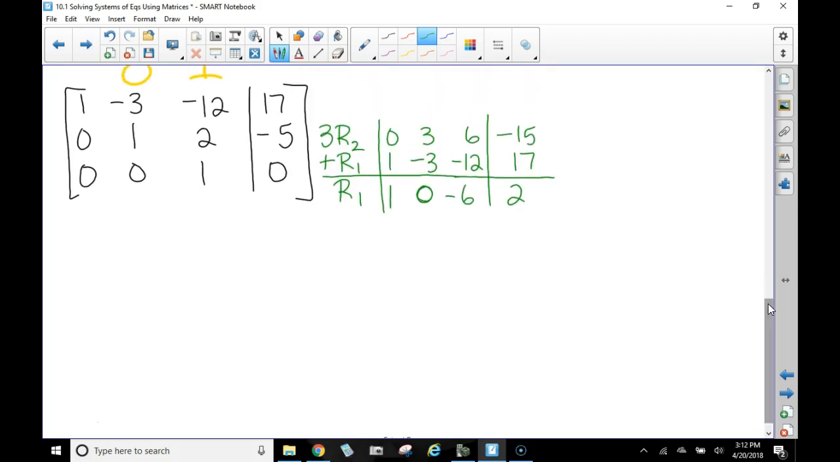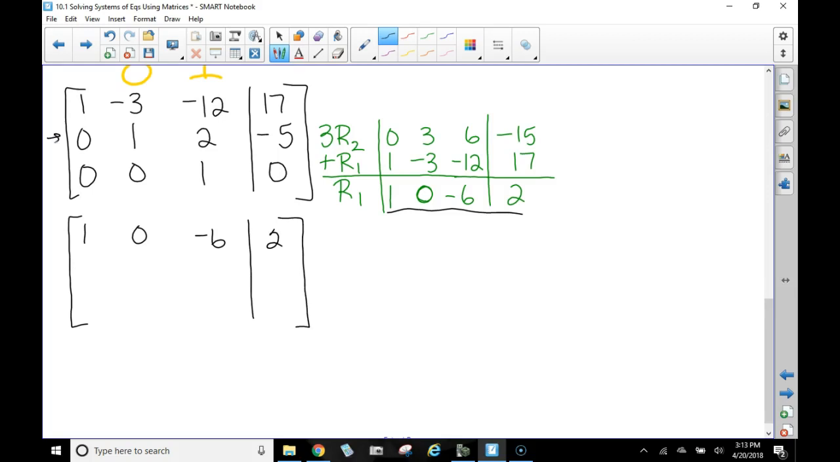Okay? So let me write that as my new row 1. My new row 1 is right here: 1, 0, -6, augmented with a 2. Now, rows 2 and 3 do not change. We still have 0, 1, 2, -5, and 0, 0, 1, 0.